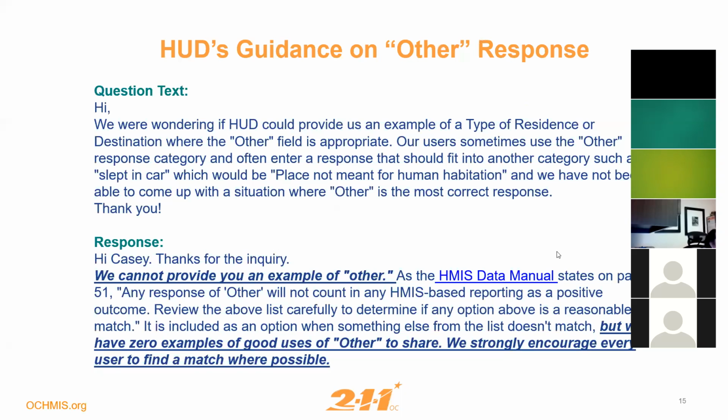So we wanted to remind you that the other response for prior living situation and destination are both not considered positive responses when you're looking at project performance reports. So in both cases, you're being negatively impacted in your performance if you're selecting other. So we've said this before, we strongly encourage you internally at your agency to set a policy that no staff are allowed to use that other option. We're not allowed to remove it because it is in the HUD data standards, but we strongly suggest you set that policy yourself.